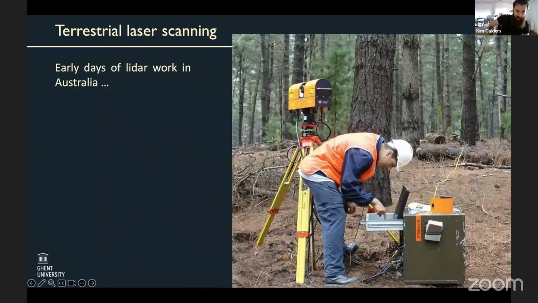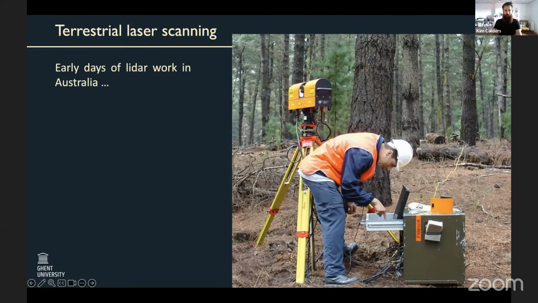So TLS actually has quite some history in Australia. Up to 20 years ago, the commercial instruments were really not very suited for working in forests. And people at CSIRO built essentially the first TLS instrument that was really purposely built for vegetation monitoring. It was called the Echidna. So it's the yellow box or the orange box that you can see there. And this is Glenn Noonan operating this instrument.